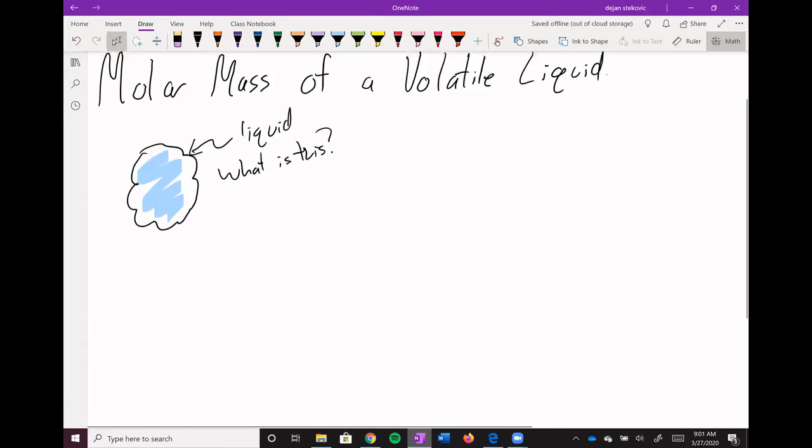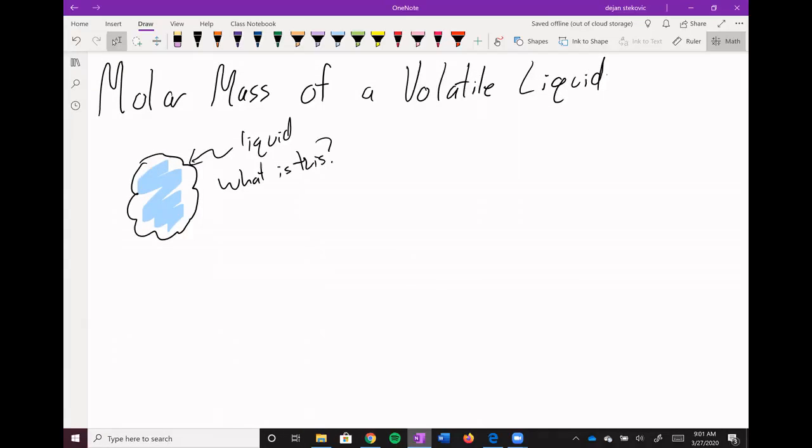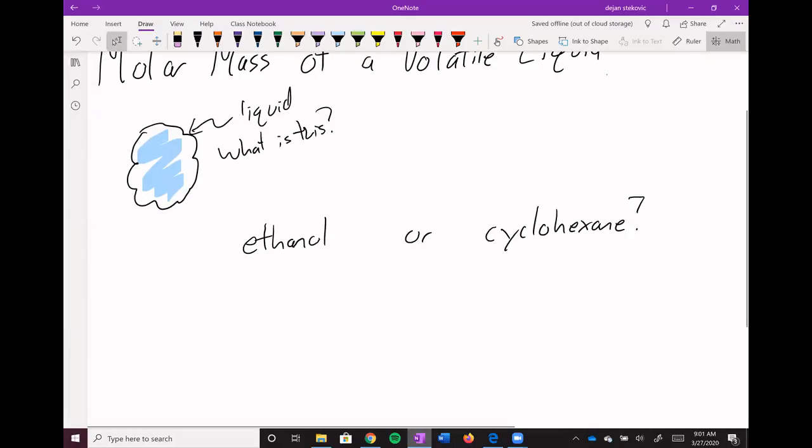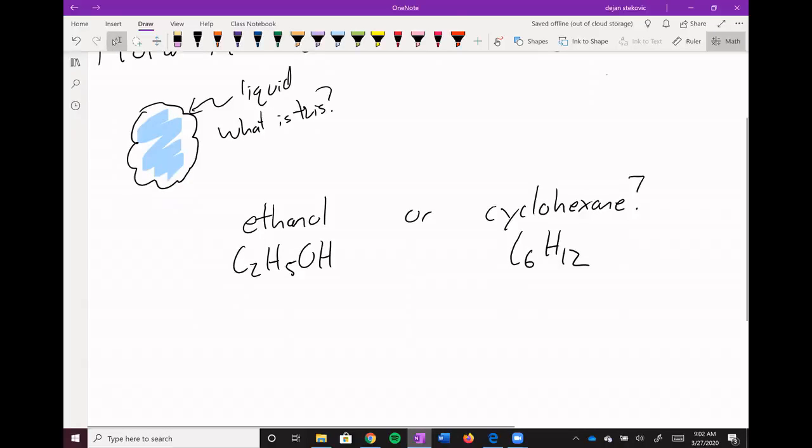So let's take a look at a bit of a simplified view of this. The question we're going to be answering is, is this ethanol or is this cyclohexane? Right, so two different chemicals. Which one is it? The formula for ethanol is C2H5OH, and the formula for cyclohexane is C6H12.